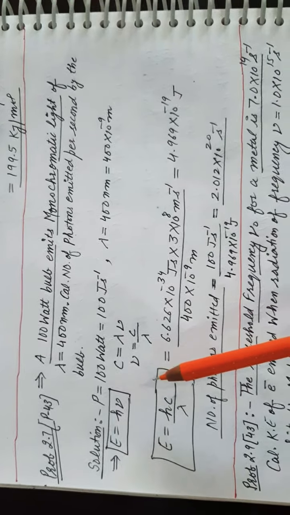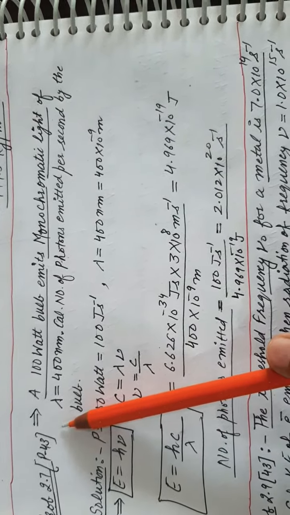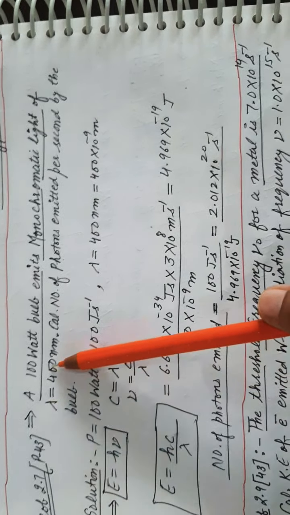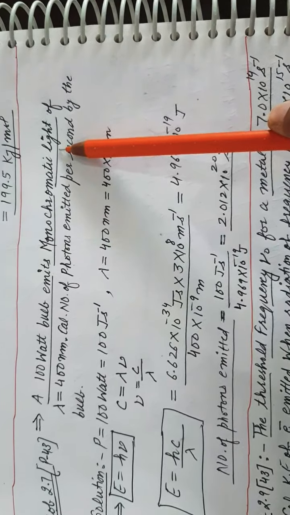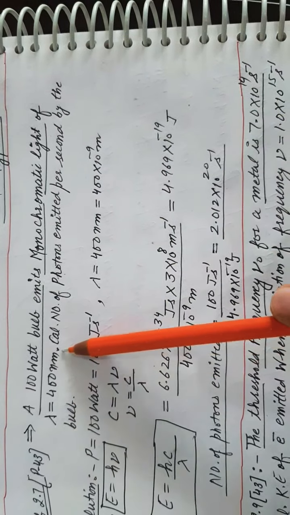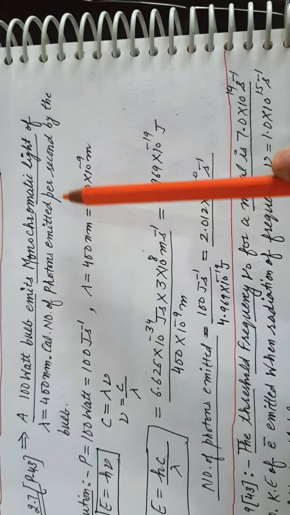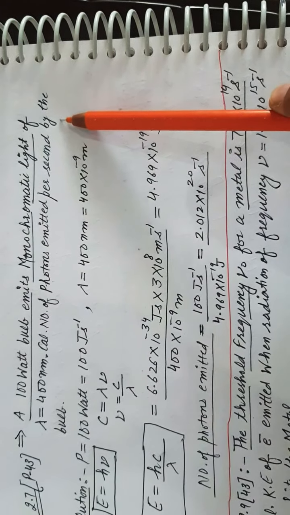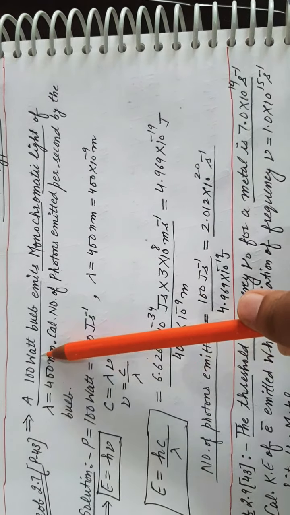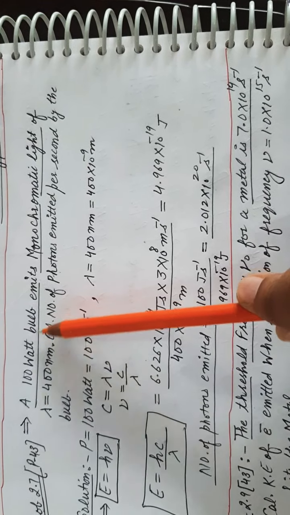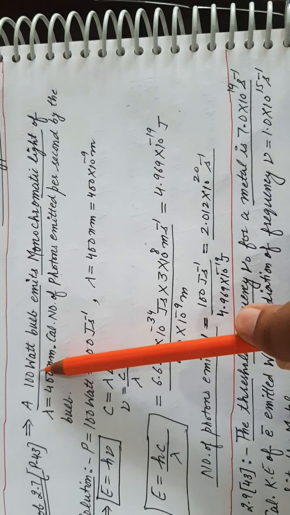Next problem, problem number 2.7, page number 43. In-text question: a 100-watt bulb emits monochromatic light of wavelength 400 nanometer. Calculate the number of photons emitted per second by the bulb. A 100-watt bulb. Watt means power. In this problem, power is given.